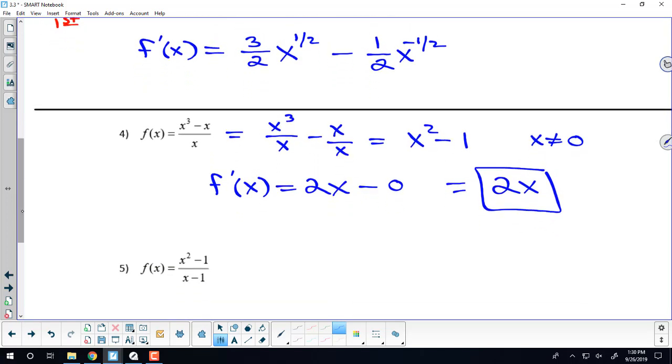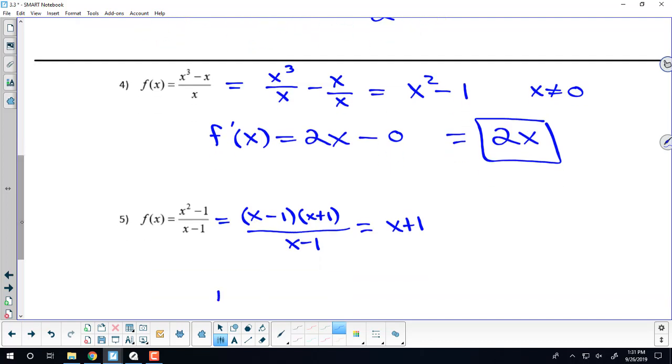Okay. How about example 5? The top is the difference of squares, so we can factor it out with x minus 1. So we're going to factor this first. Difference of squares on top over x minus 1. So our function simplifies to x plus 1. And the derivative of that is just 1. Derivative of x is 1, the derivative of the positive 1 is 0.